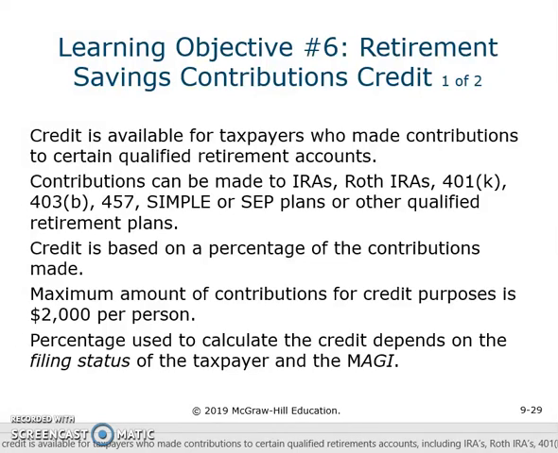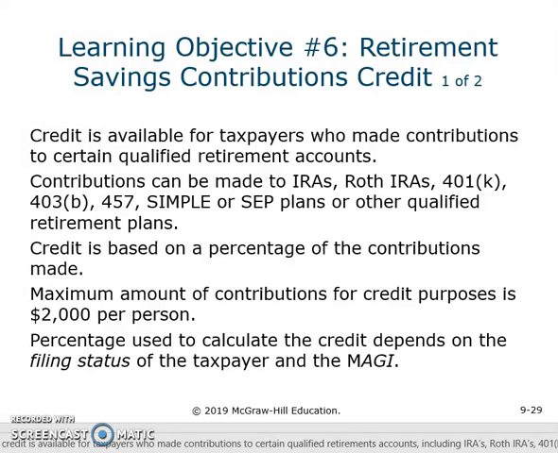So next we're going to talk about the Retirement Savings Contributions Credit. This credit is available for taxpayers who make contributions to certain qualified retirement plans. These can be made to IRAs, Roth IRAs, 401(k)s, 403(b)s, 457, SIMPLE or SEP plans, or other qualified retirement plans.